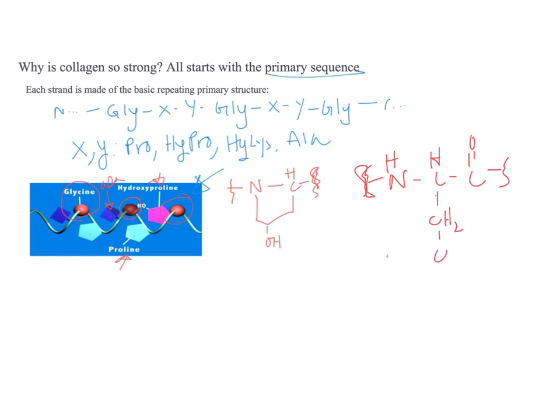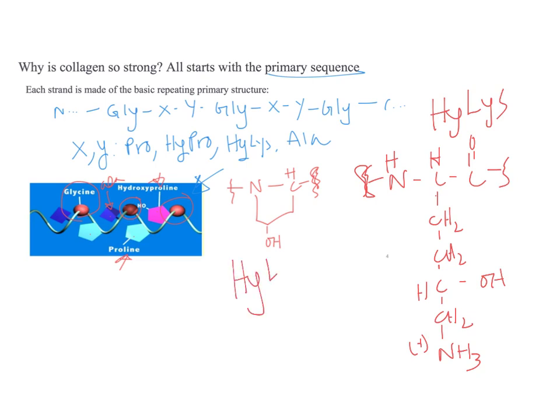All right, so the OH here comes on the third one down. H, CH2, NH3 plus. Okay, again, so we can abbreviate these: HYLYS is hydroxylysine, and HYPRO for hydroxyproline. Again, these are post-translationally modified. That means the OH gets added on after the protein is synthesized by the ribosome during translation, post-translation, after translation.